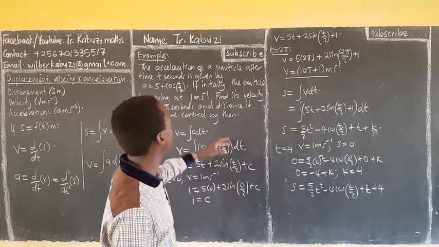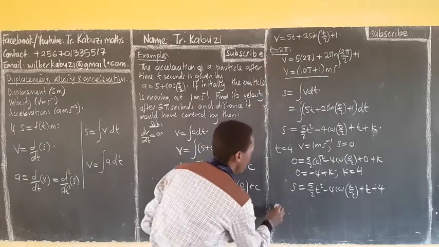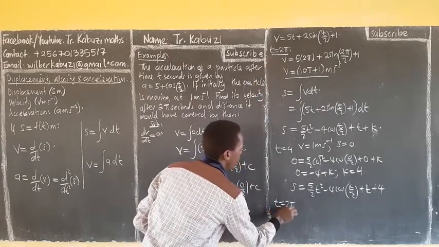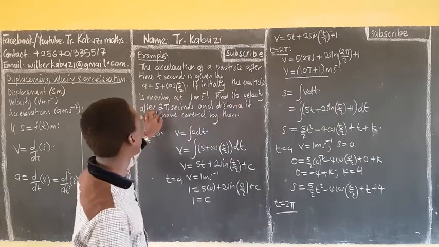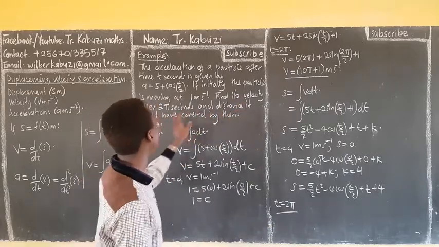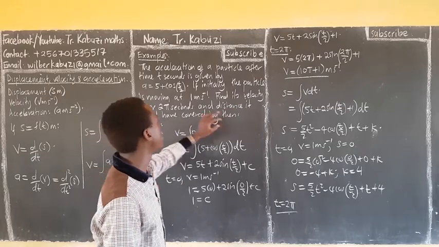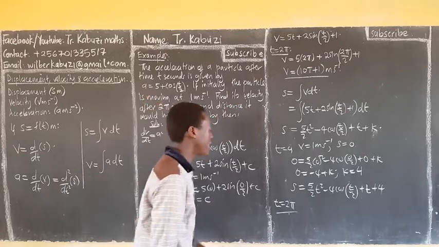Then they want the displacement when t is 2 pi. Why am I putting 2 pi? Because they say find the velocity after 2 pi seconds and the distance it would have covered by then. So after 2 pi seconds, I want to define that distance.